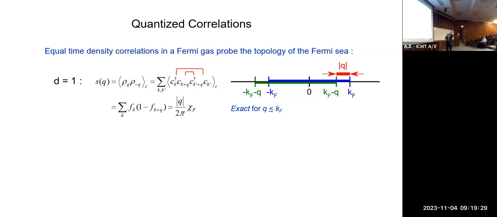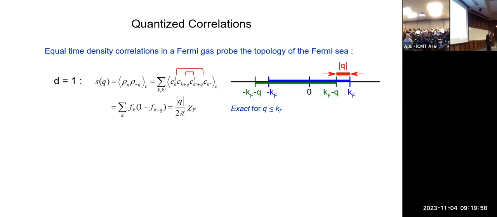You know, rho of Q, rho of minus Q, C dagger C is what rho is, and then you use Wick's theorem to write it. And so what it ends up being is a sum on the momentum of the Fermi occupation at K, and then one minus the Fermi occupation at K plus Q. So basically what it's doing is counting the number of electrons that are inside the Fermi surface, but K plus Q is outside. So that means it's just going to be a little interval of length Q next to one of the Fermi points.